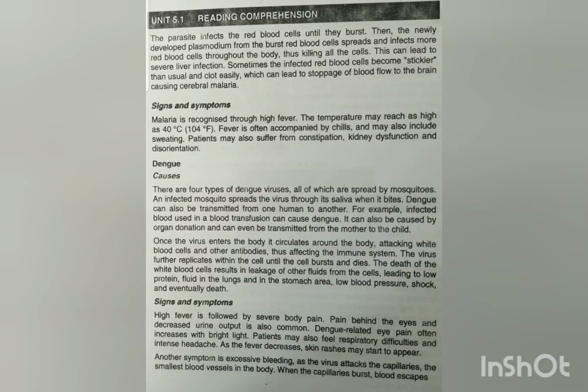Signs and symptoms. High fever is followed by severe body pain, pain behind the eyes, and decreased urine output is also common. Dengue-related eye pain often increases with bright light. Patients may also feel respiratory difficulties and intense headache. As the fever decreases, skin rashes may start to appear. Another symptom is excessive bleeding.